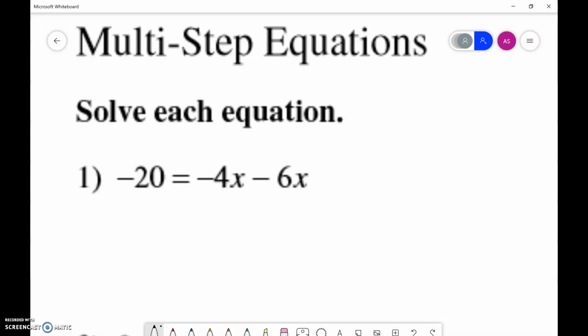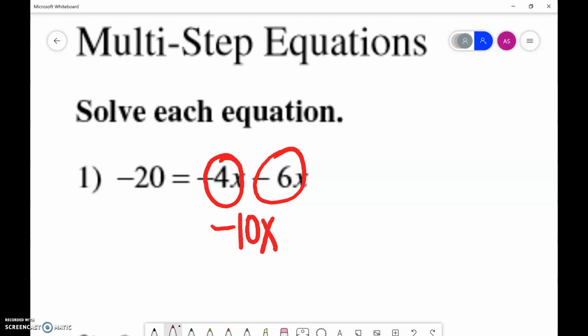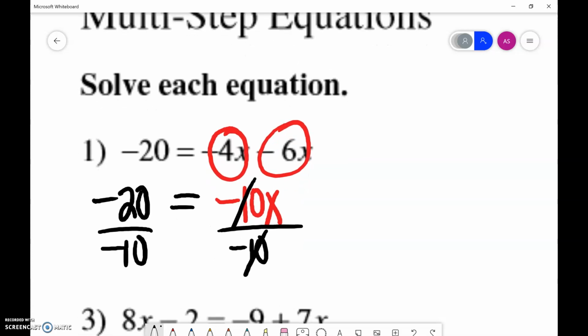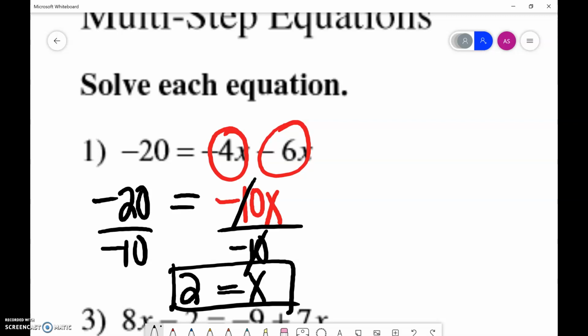So number one, I have like terms on this right side. So we're going to go ahead and start off by putting them together. Okay. We're going to get 10x when we combine negative 4x and minus 6x. Okay. Then I'm going to bring down negative 20. Then I'm going to divide both sides by negative 10. And I'm going to have x equals positive 2. Okay.